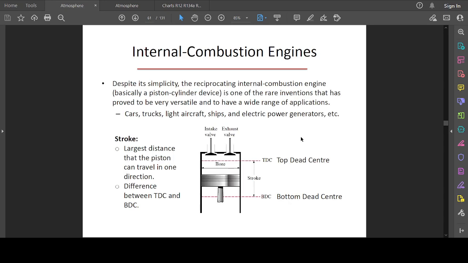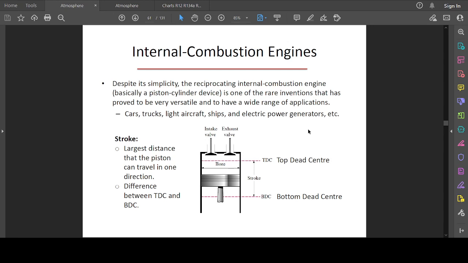Despite its simplicity, the reciprocating internal combustion engine is one of the rare inventions that have proved to be very versatile and to have a wide range of applications. We use this internal combustion engine in cars, trucks, and light aircraft. We have ships and electrical power generators. We use these particular internal combustion engines to achieve most of these feats.